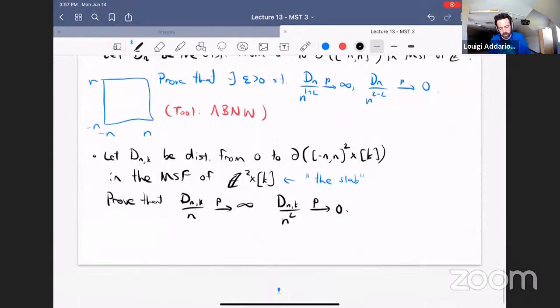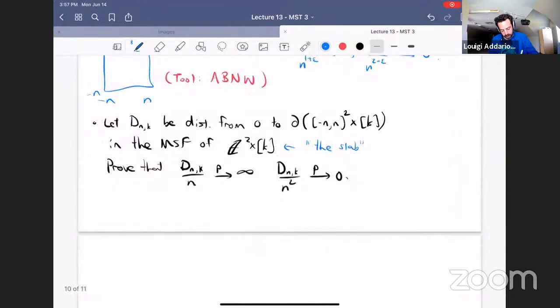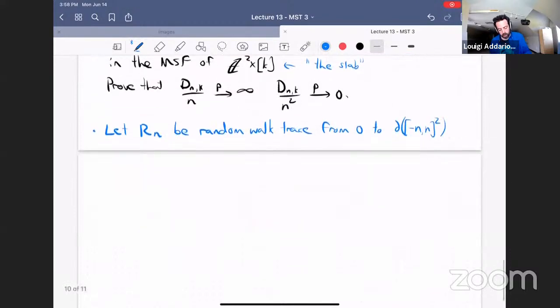Okay. And to give you just a sense of the fact that understanding things, as I said, about graph distances in random subsets of the lattice can be hard, here's a question of Chris Birdsey, which isn't directly about minimum spanning trees at all, but it's about random walks. So if you let Rn be the random walk trace, from zero to the boundary of the box.